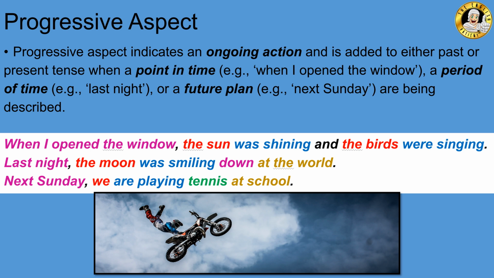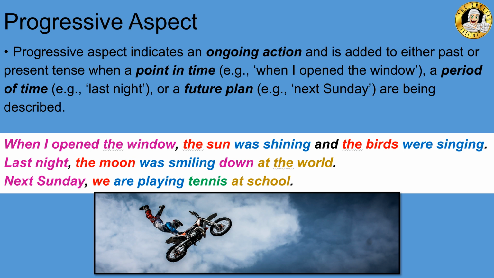Now, if we point to a point in time in the past or a point in time in the future, then this would be when we would use the action form. What were you doing at that point in time? So in the example here, when I opened the window is a point in time, then we can describe the action that occurred at that time. Also, it's often used for a period of time. For example, last night. And it's also used for future plans, for example, next Sunday.